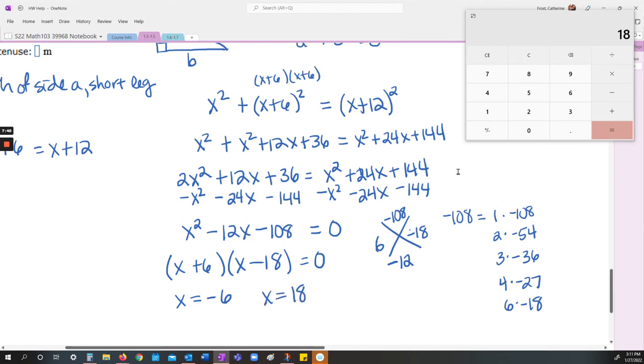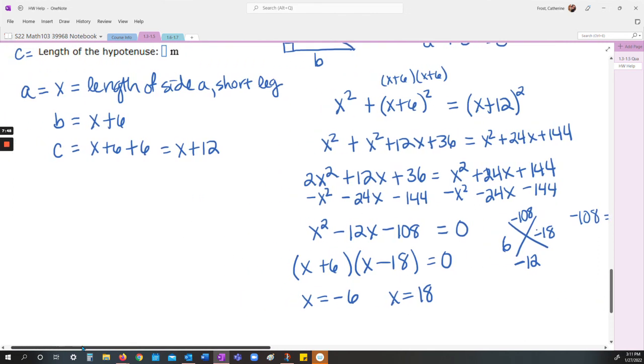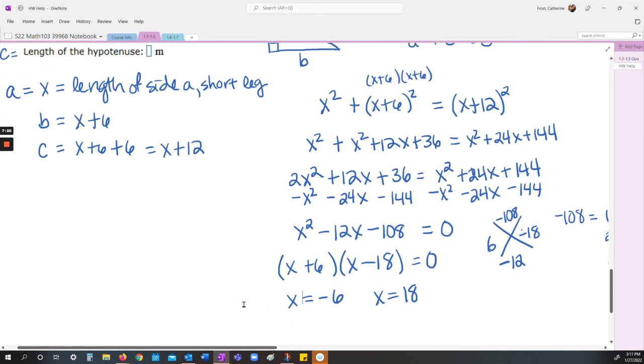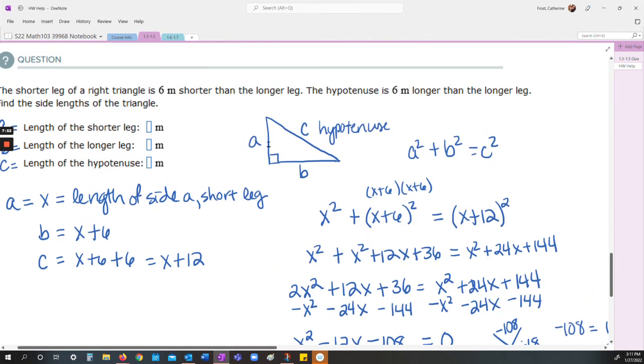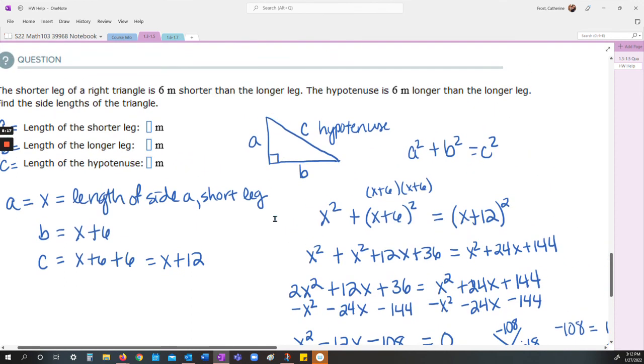Whew, goodness. Okay, now here's the thing. Thinking about what we were doing there, which is easy to forget, we need to remember that our x is supposed to be the side of a triangle, and it was the A, the shorter leg. And it doesn't make sense for that to be a negative number. We never would say this triangle is negative 6 meters long on this side. So the only reasonable answer we're getting here is the 18. So our A is going to be 18.